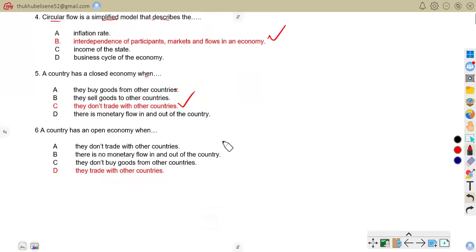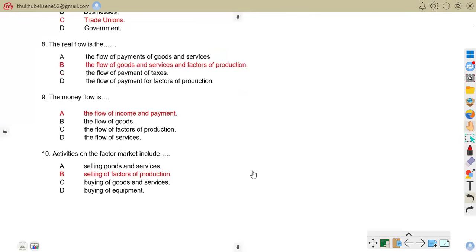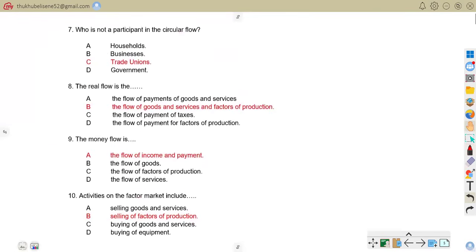So moving on to number 6, a country has an open economy when they don't trade with other countries, there is no monetary flow in and out of the country, they don't buy goods from other countries, they trade with other countries. The correct answer is D. An open economy imports goods, exports goods, so trade is international. So that is that, good people. Let us move on to number 7 under circular flow.